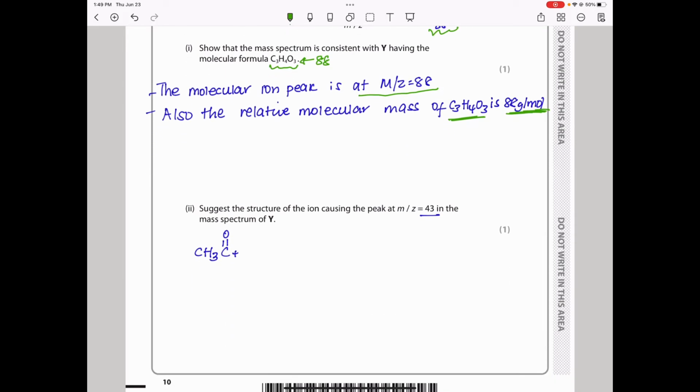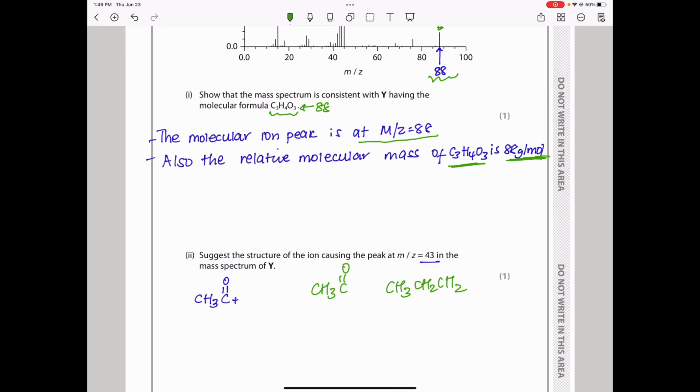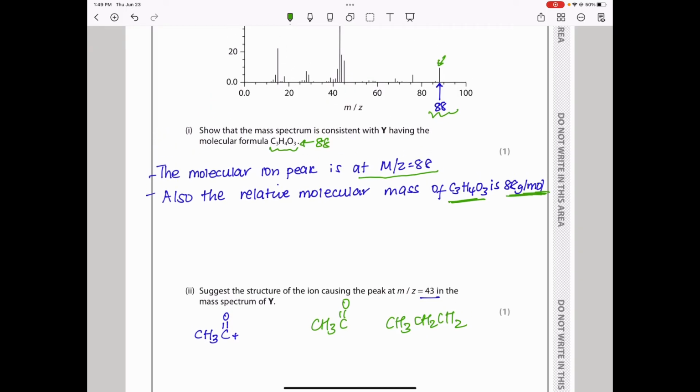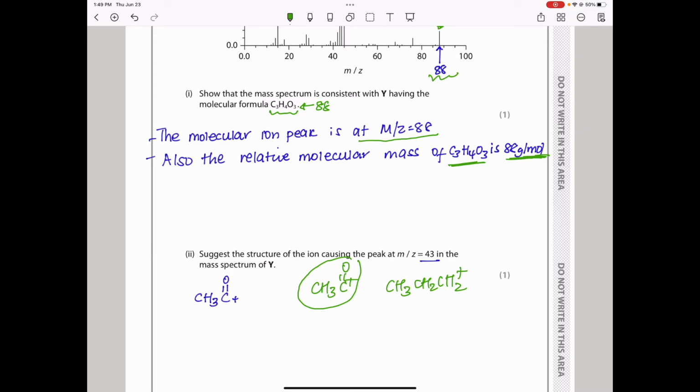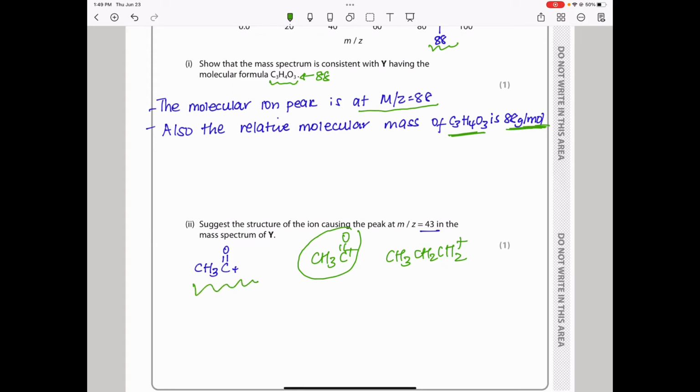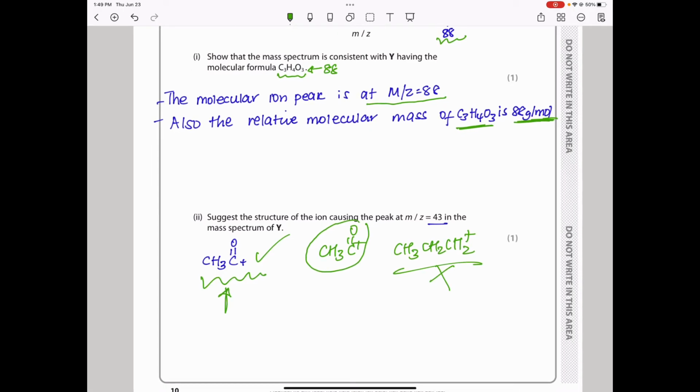The next part they ask, suggest the structure of the ion causing the peak at 43. Now, from your table in the AS textbook, you remember there is that 43, and there is this CH3, CH2, CH2, that could be 43. However, since we have a carboxylic acid here, and then we basically had OH group in the X, and the Y should be a carboxylic acid, there is no way this is going to be 43. 43 is going to be due to this fragment, basically. So the mass to charge at 43 is going to be caused by this fragment, so this should be the right answer, and not that. It rules out there. Let's continue to the next page.